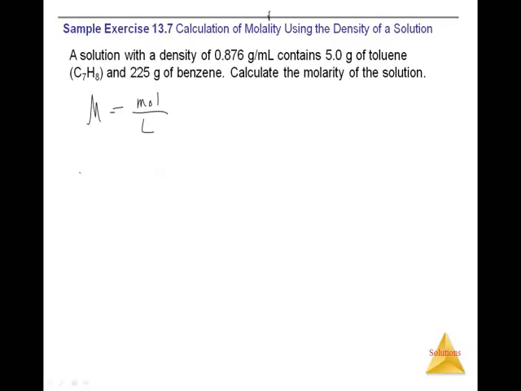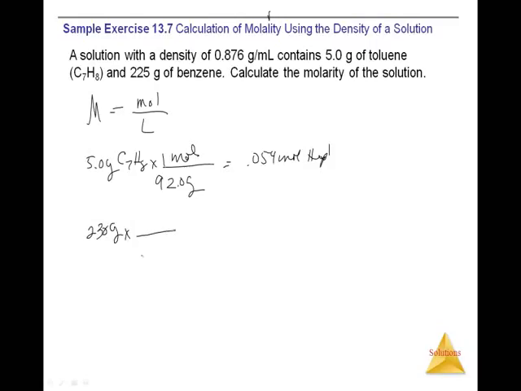To get the moles of solute, I have 5.0 grams of heptane. And what I know is 1 mole of heptane, I've calculated it already, is 92.0 grams. And this is going to give me 0.054 moles of heptane. I'm just going to call it hep. And I need to figure out the volume. So I have 5 grams of heptane and 225 grams of benzene, so I have 230 grams total of solution, right?